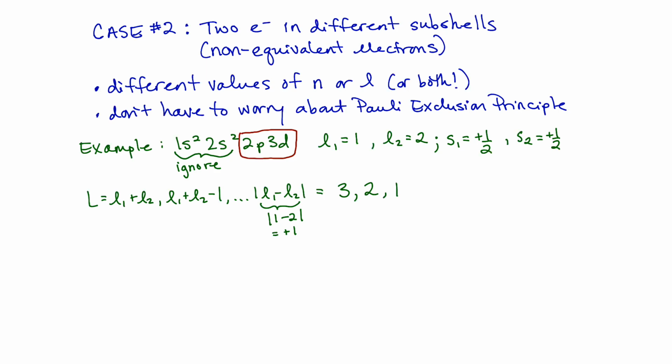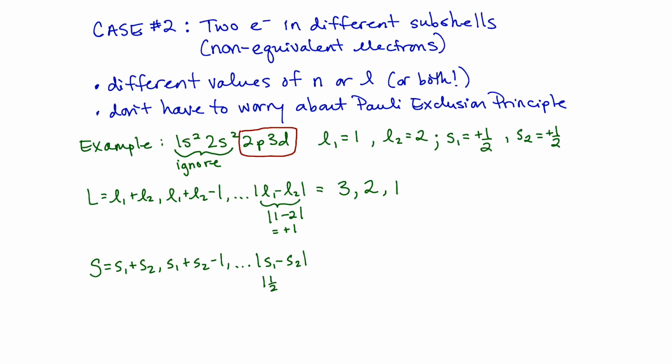We're going to go through the same process we did with L. We want our big S, so that's little s1 plus little s2, then little s1 plus little s2 minus 1, and we keep going until we hit the terminal value of the series. Let's figure out what our minimum value is going to be: the absolute value of plus 1/2 minus plus 1/2, so we end up with 0 as our terminating value.